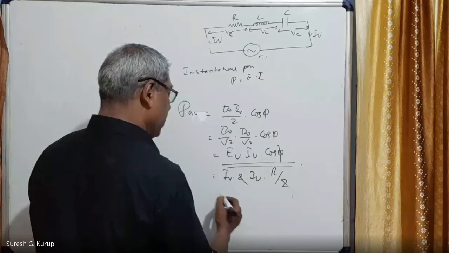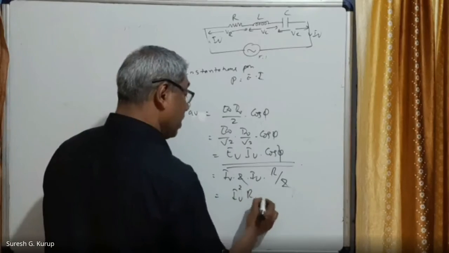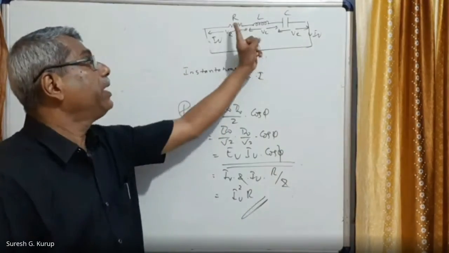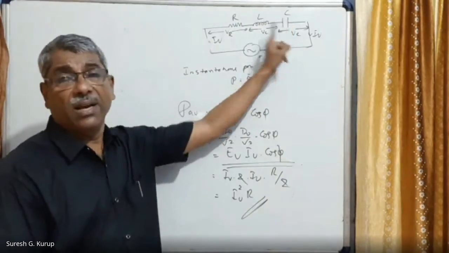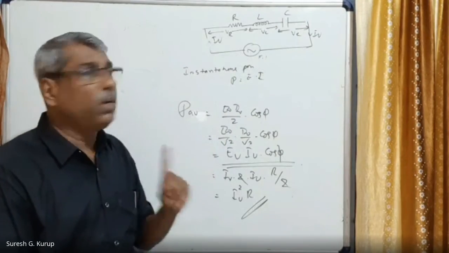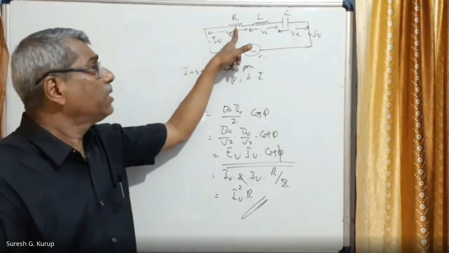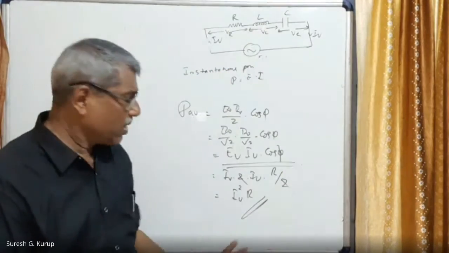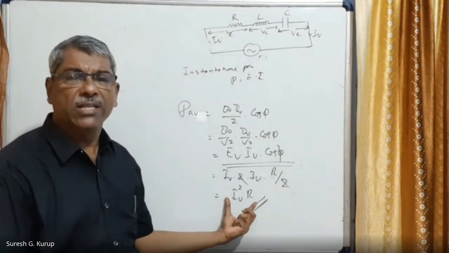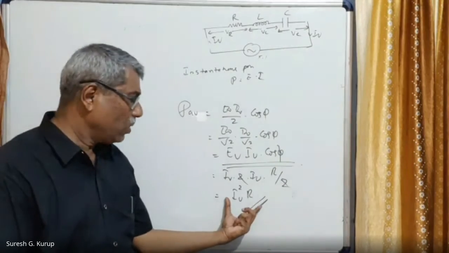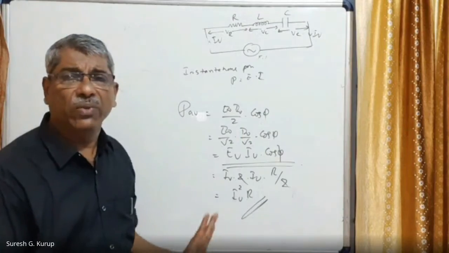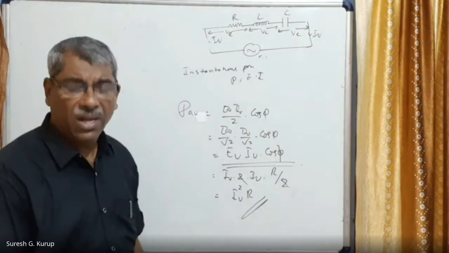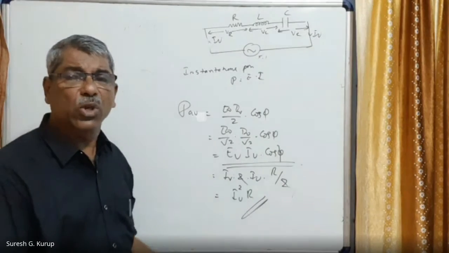This Z cancels, and you get the power consumed in this LCR series circuit equal to IV square R. There is nothing to wonder because in a circuit containing R, L and C, the power is consumed only across the resistance. There is no power consumption across the inductor or the capacitor. That is why the power consumed in the LCR series circuit is IV square R. This is a very important circuit, the most important circuit being the LCR series circuit, that I have taught you. All these things you have to derive.